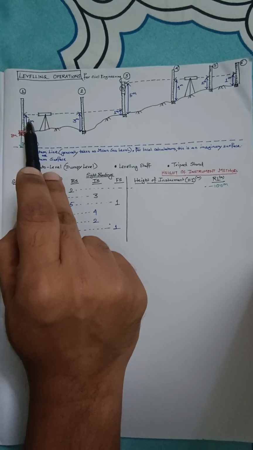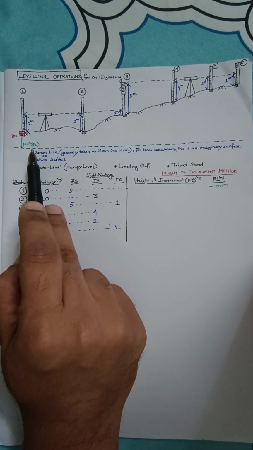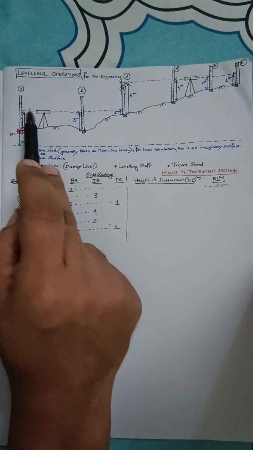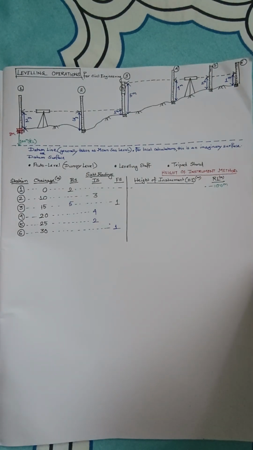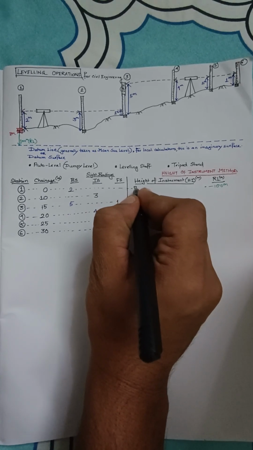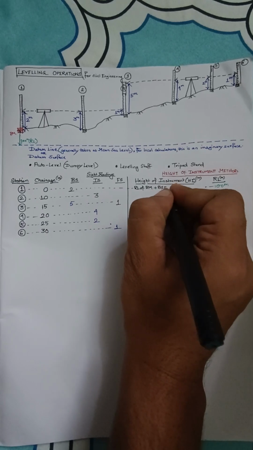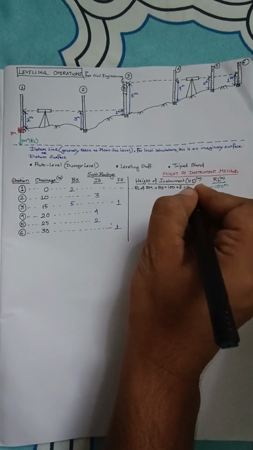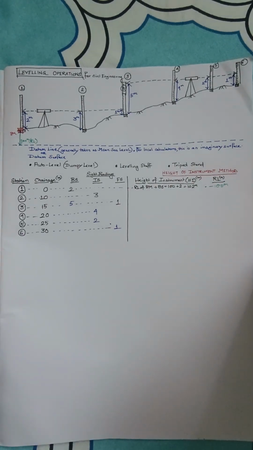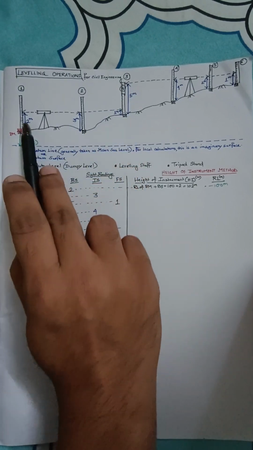So can I say that the height of instrument is nothing but 2 meters plus 100 meters? Yes, we can say it. That is basically what we need: the distance between this line and this line. And make no mistake, this is 102 meters, as we can see from the calculations. So height of instrument is nothing but the RL of benchmark plus the backsight, which is 100 plus 2, which is 102 meter. As simple as that. And it is constant for this setup of readings.